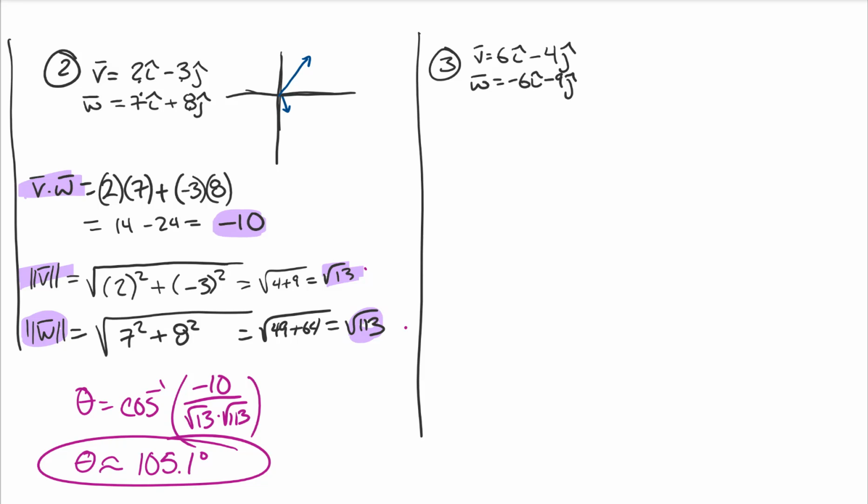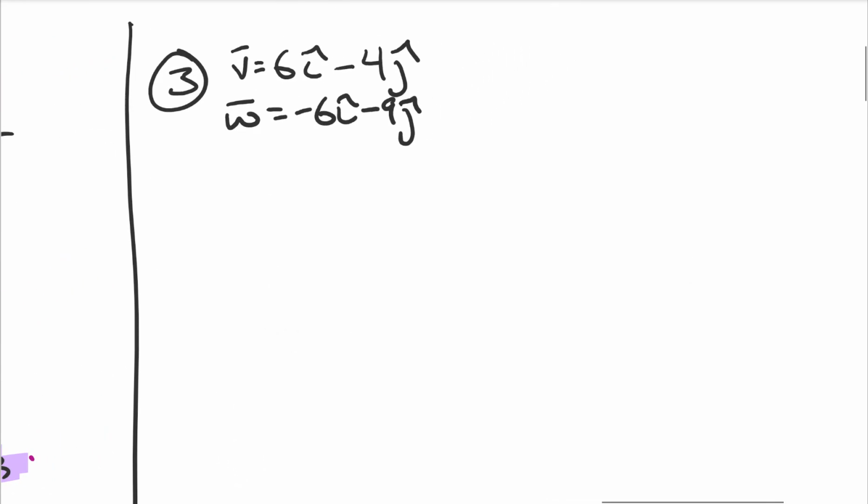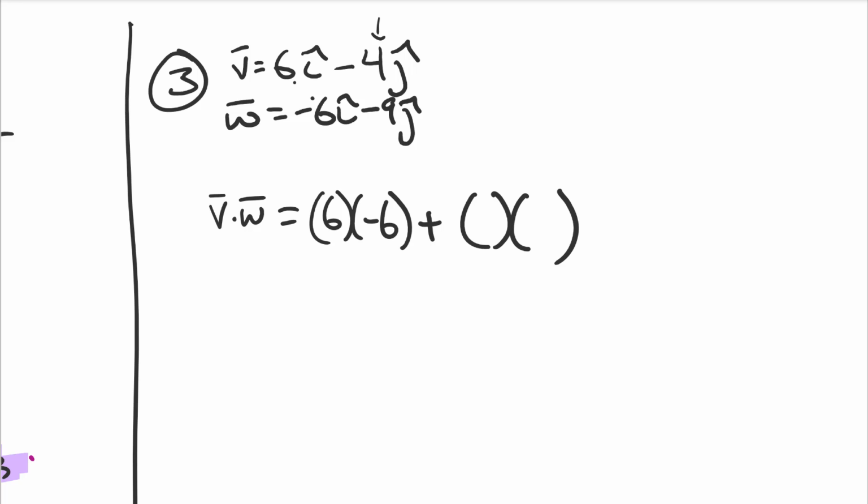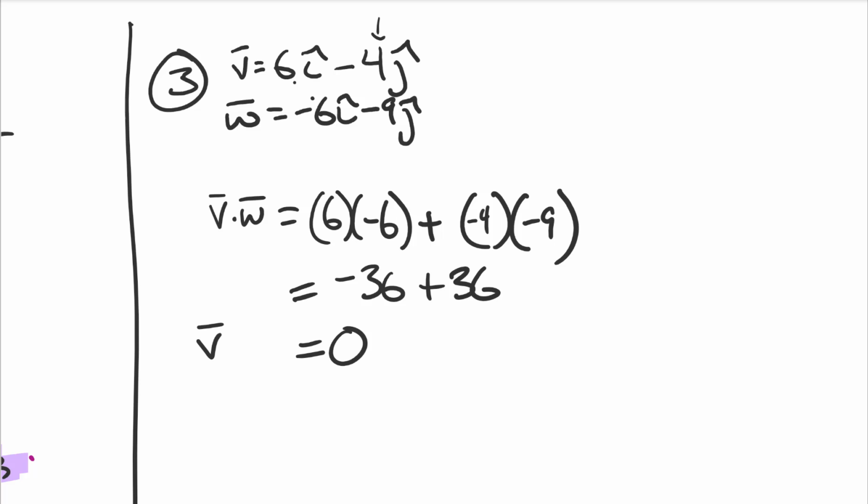All right, vector V. Let's go get our V dotted with W. We take our components and put those together. So 6 times negative 6 first, that's negative 36, and we add it to negative 4 times negative 9. Two negatives, is that negative? No, that's positive, 36. So negative 36 plus 36 is equal to 0.